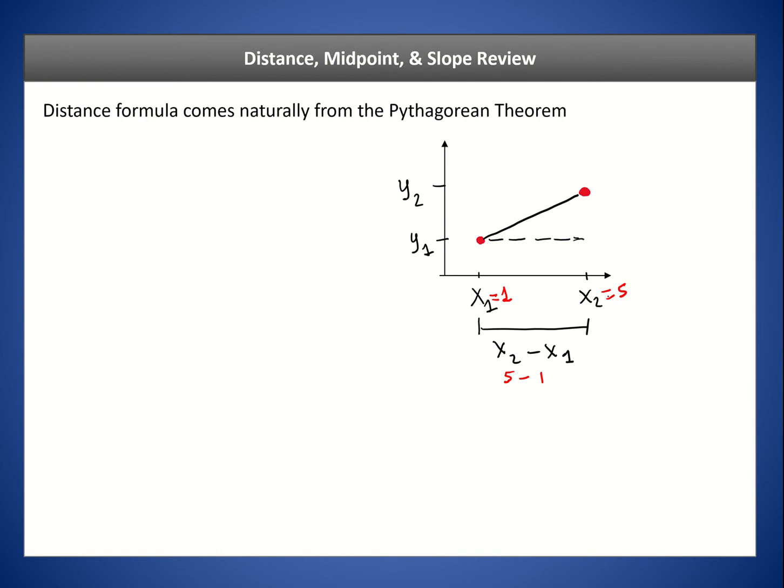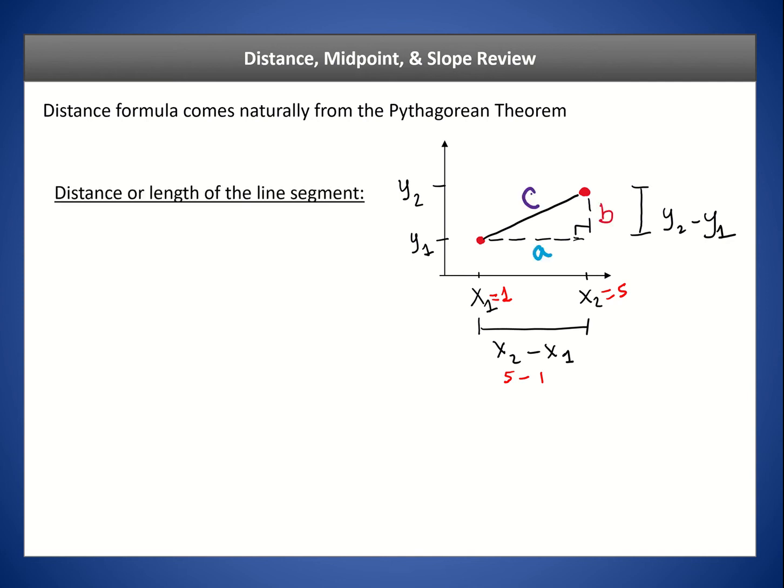So x1 and x2 can be any set of two numbers, and you can take the difference to find the distance between them. Similarly for y, you can subtract the two y coordinates, and that'll give you the distance vertically. Now we're going to use the Pythagorean theorem here, so we're going to label the sides a, b, and c. Now that we formed a right triangle, remember that you can use the Pythagorean theorem only for right triangles, and we do have a right triangle.